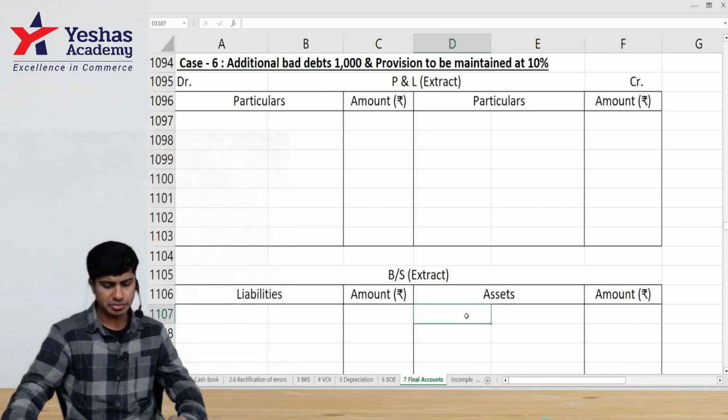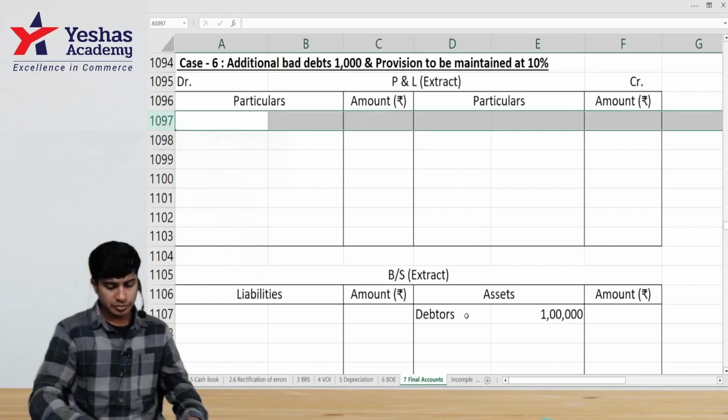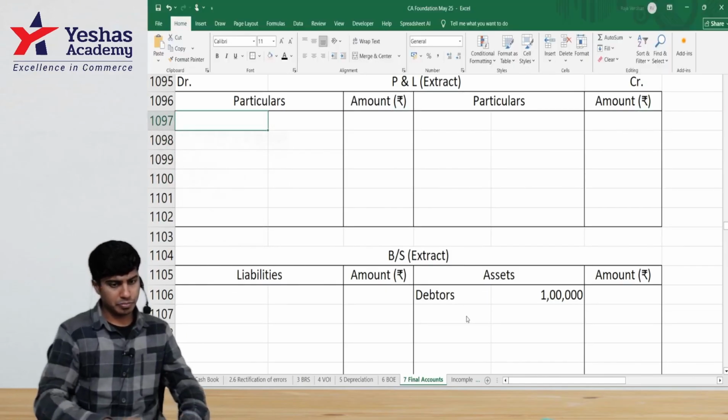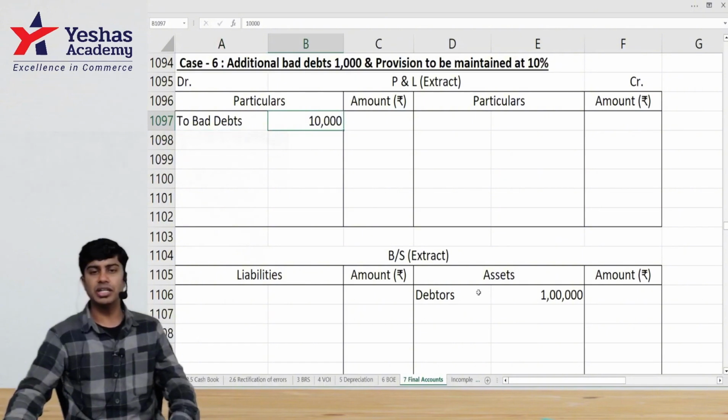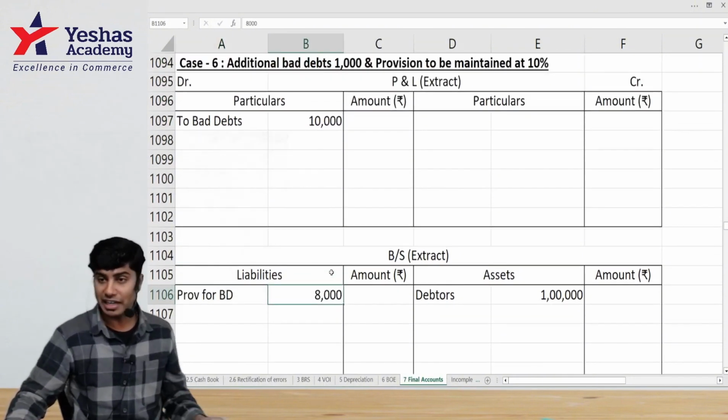Shall I write these three items? I would write here debtors 1 lakh. And I would also write my bad debts 10,000. Further, I would write balance sheet liability provision 8,000. This is as per trial balance.